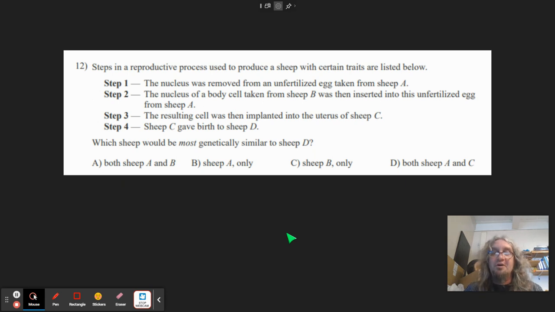Which sheep would be most genetically similar to sheep D? Is it A, both sheep A and B? Is it B, sheep A only? C, sheep B only? Or D, both sheep A and C?